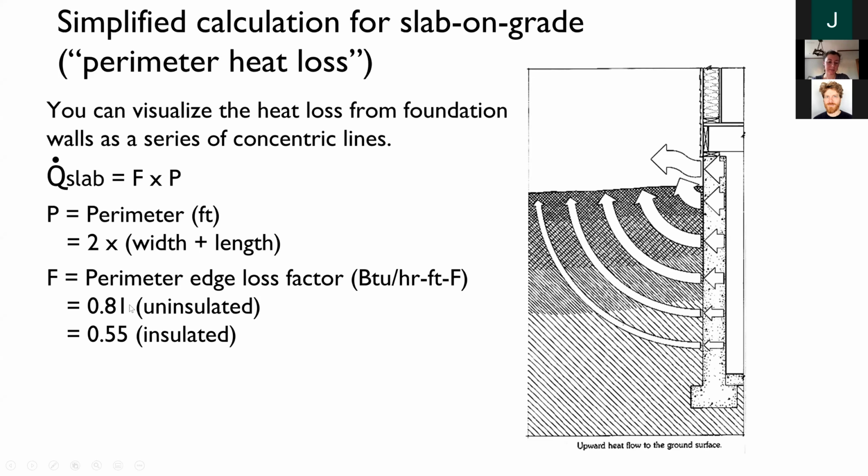So some common values for an uninsulated slab would be 0.81, for insulated 0.55. And then along with knowing that perimeter edge loss factor, you can just multiply that by the perimeter to get the heat loss through the slab. So it's really important to use the perimeter and not the area. For this equation, we're interested in the perimeter and the length of that slab edge around the building. So Q dot slab, or the heat loss associated with the slab, is the perimeter edge loss factor multiplied by the perimeter length.